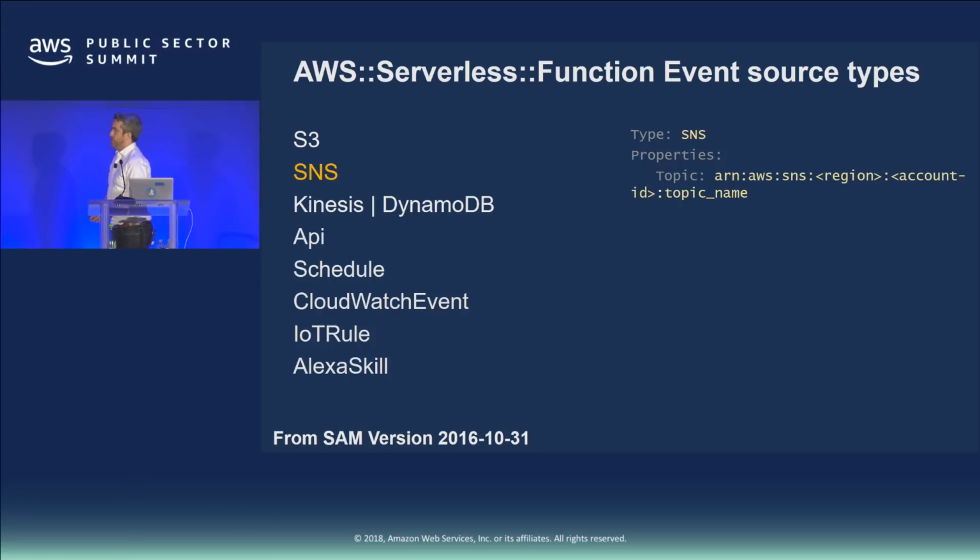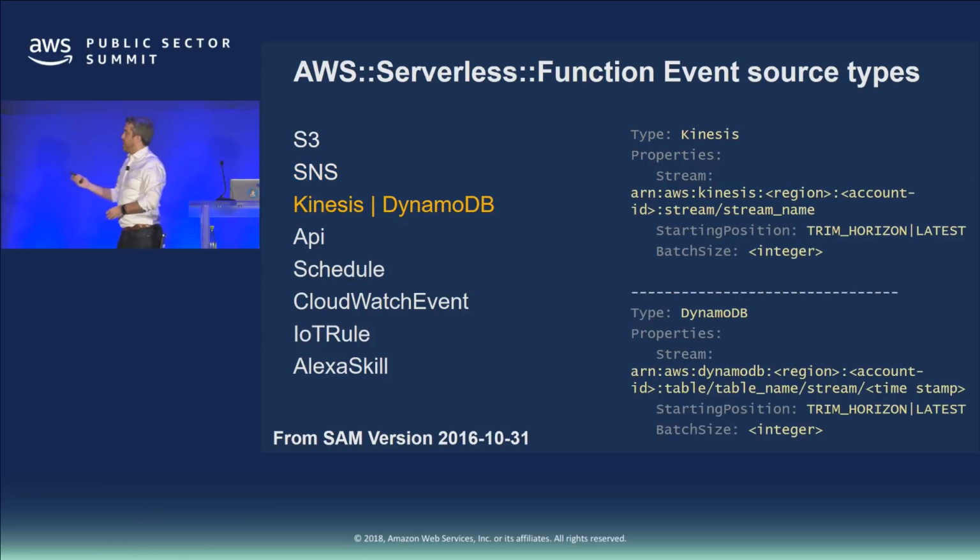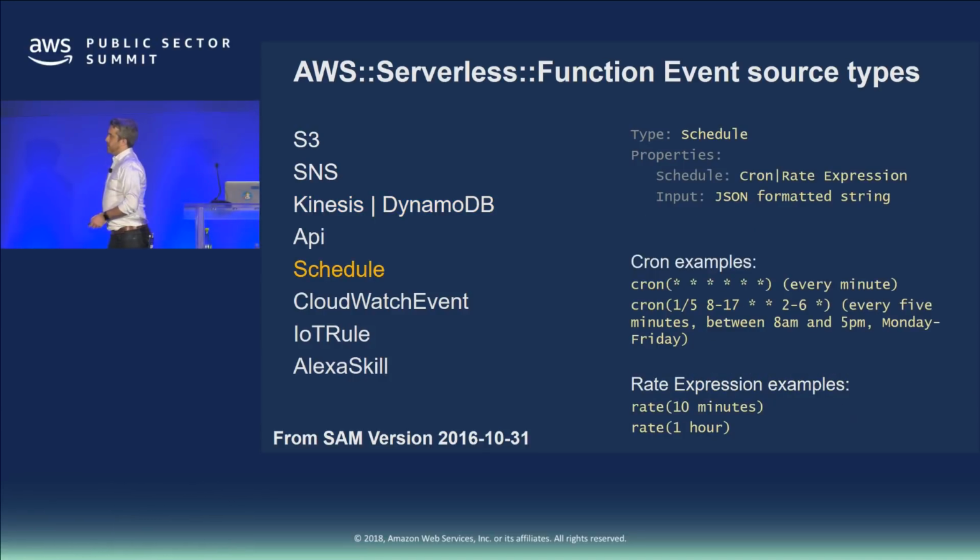SNS, pretty straightforward. We define the topic that we're going to be listening to, that we're going to allow our Lambda function to be invoked by. Kinesis and DynamoDB are also very similar to each other. We specify the stream ARN, and then we've got the starting position and the batch size, which we can configure. Skipping over API, because we've already seen that.